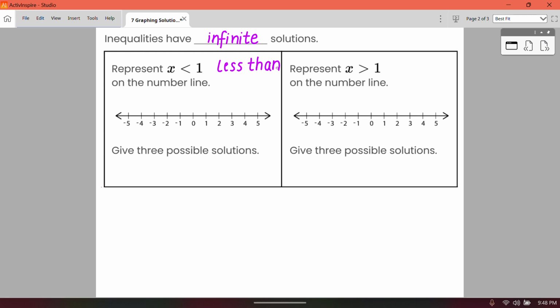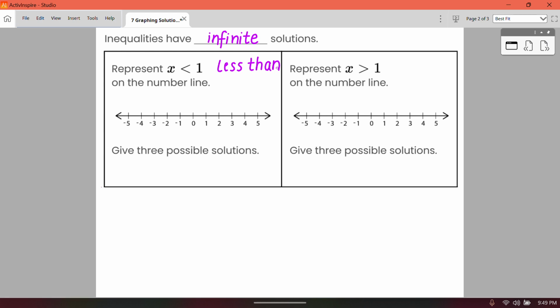If I wanted to give you solutions for x is less than 1, I could list any number that was less than 1. 0, -1, -1.5, -1.6, -1.65, -2. See how that could go forever and it could get really obnoxious? That's what we mean when we say infinite solutions. We mean x is not equal to 1. X is literally any number you can think of less than 1.